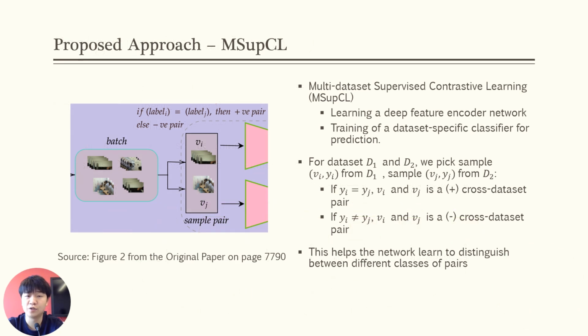Now, let me introduce you to the author's proposed method, M-SubCell, whose main process is to learn a deep feature encoder network and then train a classifier for a specific dataset. For a batch, we generate pairs for each sample in the batch with other samples in another dataset. If they share the same labels, then we mark them as positive pairs, and vice versa for negative pairs. This is done to obtain all possible pairs in a given batch, to help the network learn to distinguish between the different classes and pairs to calculate the contrastive loss.